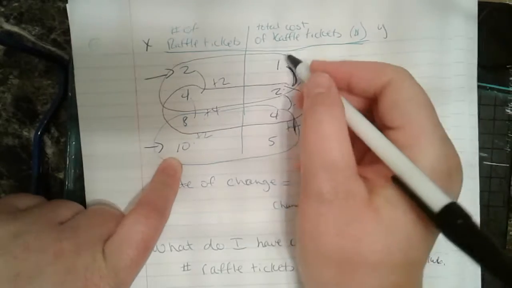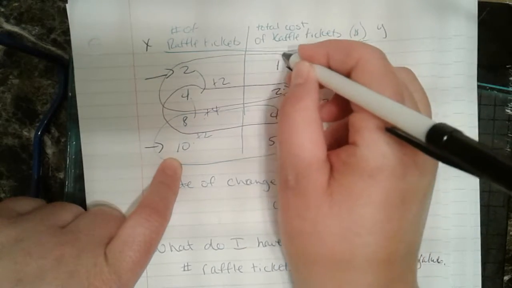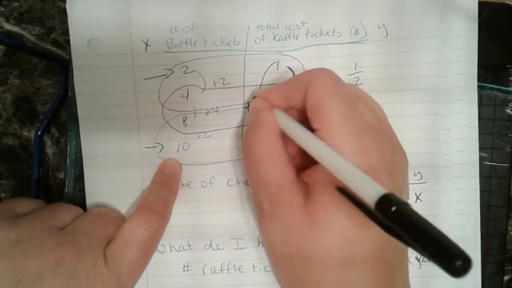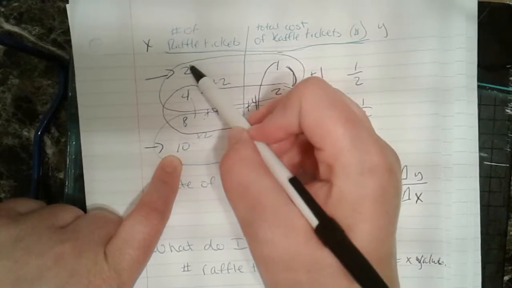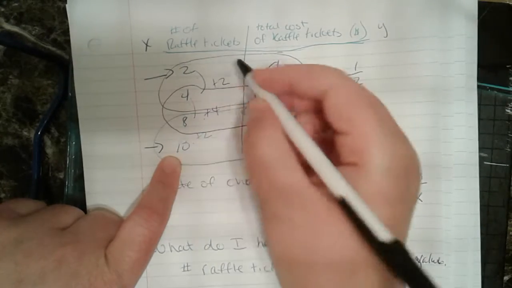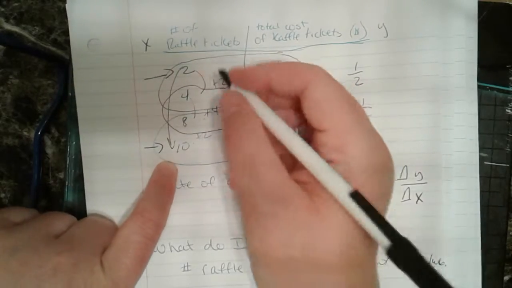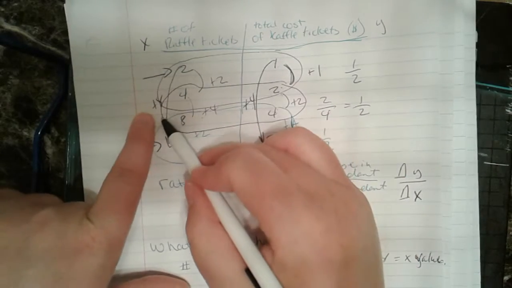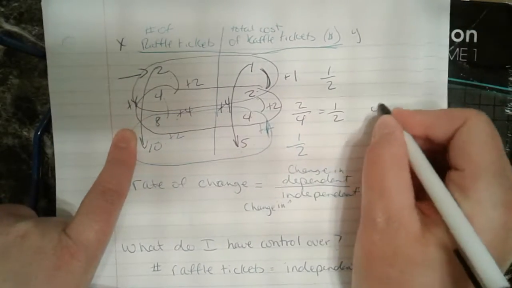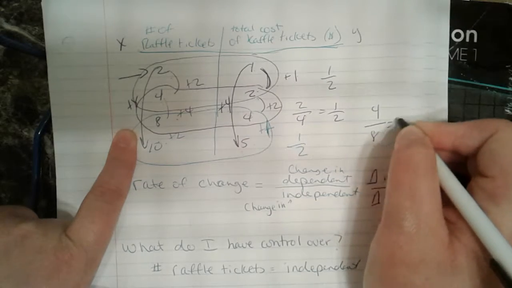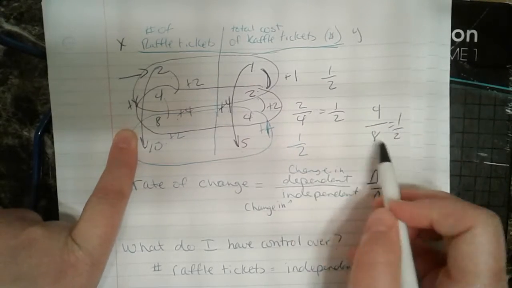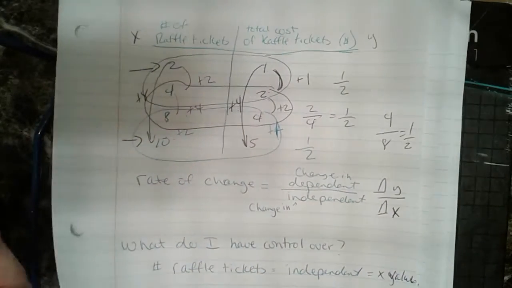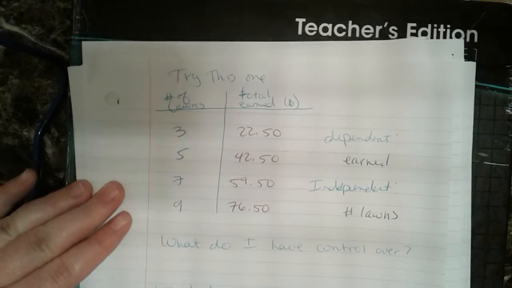The only difference is, how did I get from 1 to 5? I added 4. Good. How did I get from 2 to 10? What did you add? You added 8. And again, isn't rate of change y over x? Yeah, so we have 4 over 8, which again is 1/2. Notice that all these are the same. It does not matter.